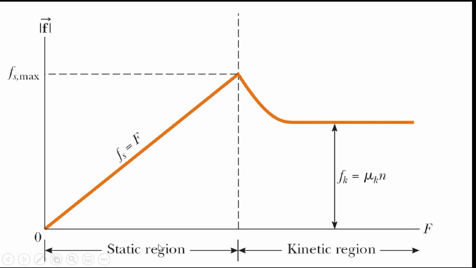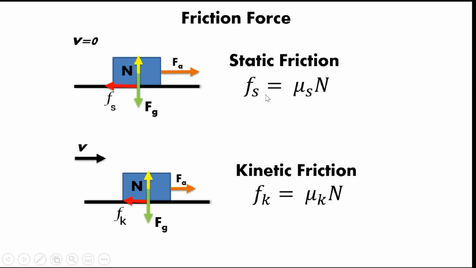Since in the static region the coefficient of static friction is greater, you have to apply a greater force. For the kinetic region, since the coefficient of kinetic friction is lesser, the friction is lesser, and to make the object move with constant velocity, you have to apply a lesser force. So the formula is: static friction Fs is equal to mu s times the normal force, the coefficient of static friction times the normal force, while kinetic friction is equal to the coefficient of kinetic friction times the normal force.